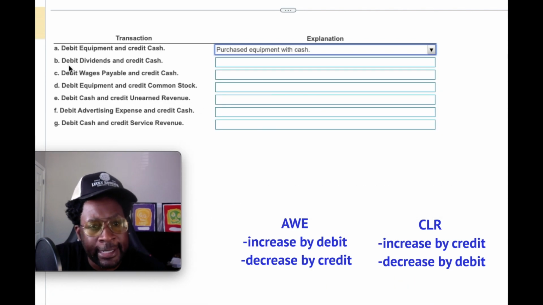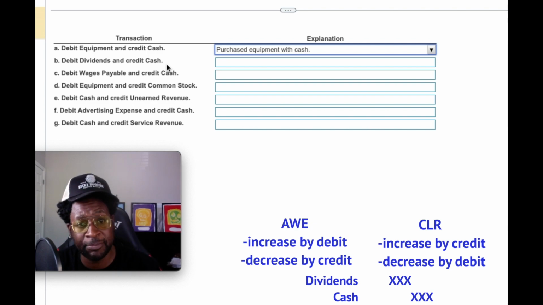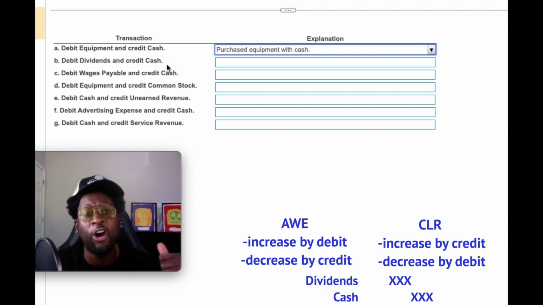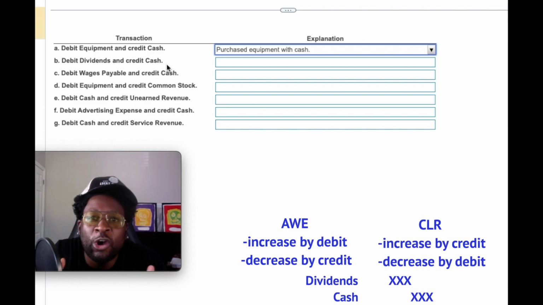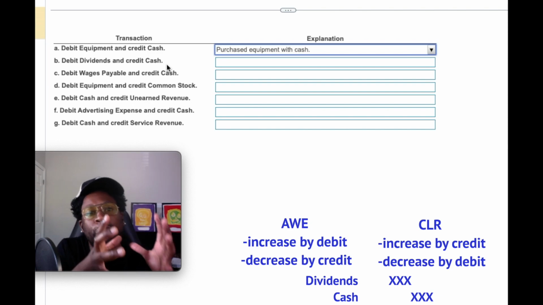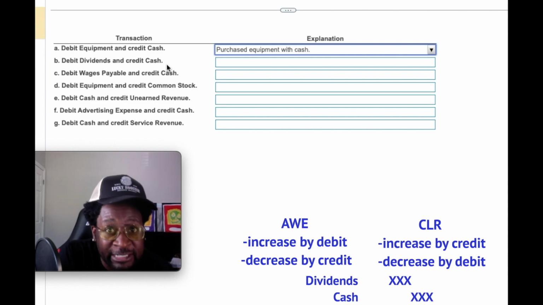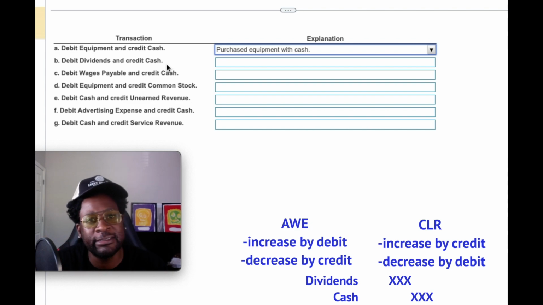Moving on. The next one tells us that we debit dividends and credit cash. We already know, gang, from the first example that cash is an asset, which means it's in the all gain. Since it's in the all gain and it's being credited, it must be going down. But what about dividends? Dividends is being debited. Since dividends constitute a withdrawal from income which the company gives to the shareholders, we consider that to be a part of the all gain.